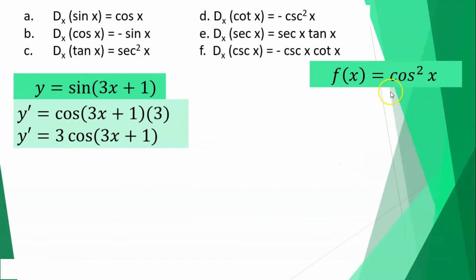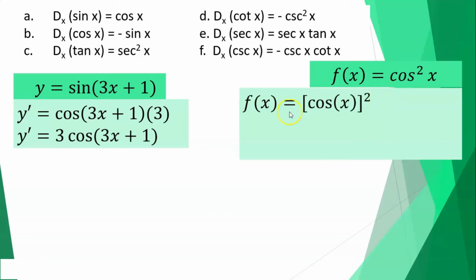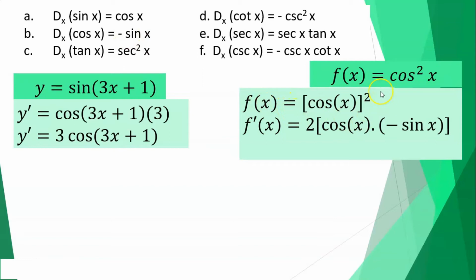Another example. We're given f of x is equal to cosine squared x. Take note here, cosine is raised to 2, so rewriting that would become cosine x squared. Again, the derivative of cosine is negative sine x. Since this is raised to 2, we will make use of the chain rule: get the derivative times the derivative of the base.